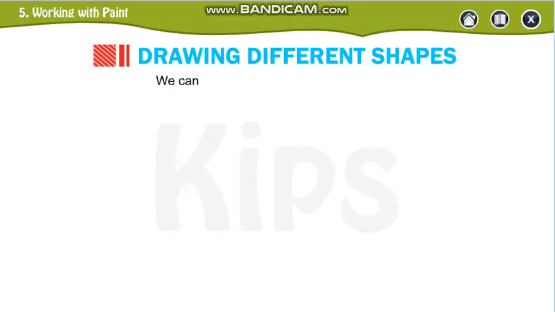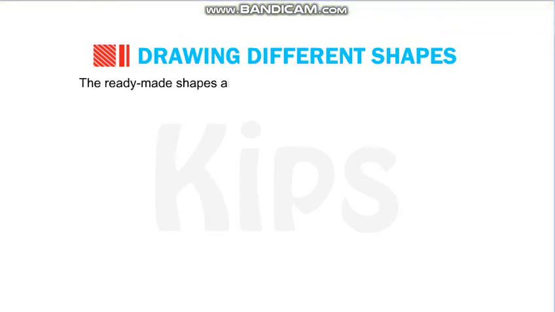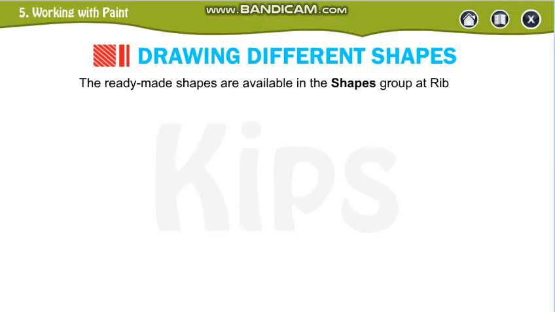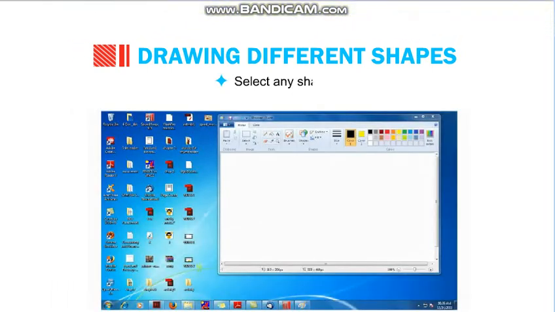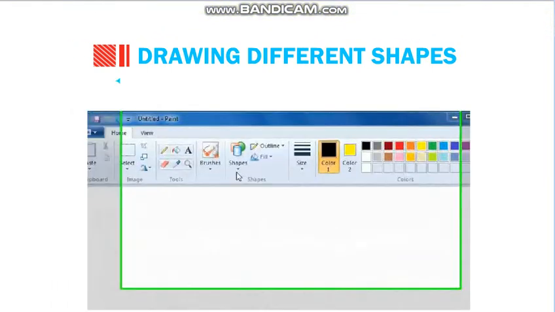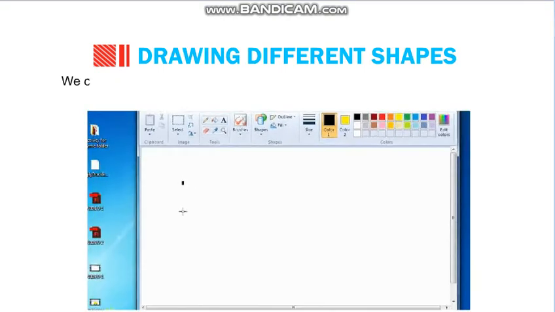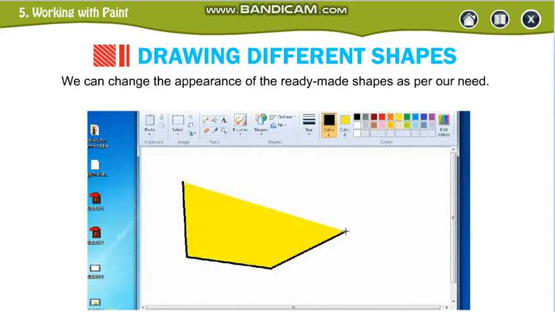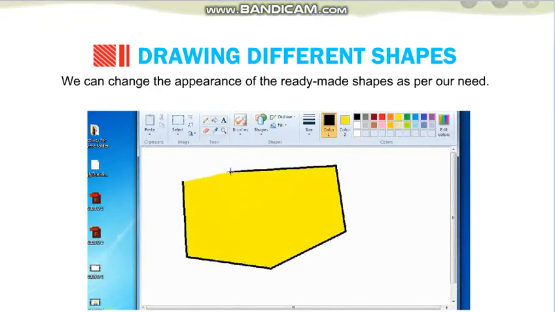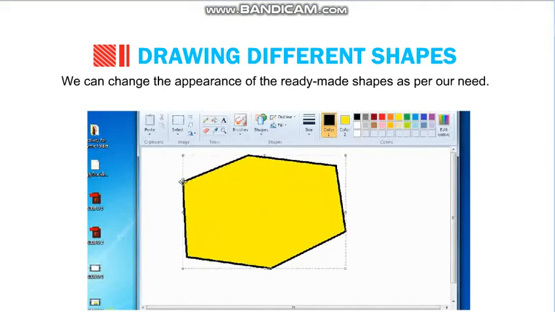Now, drawing different shapes. We are going to draw different shapes, so we can draw different shapes in Paintbrush. Ready-made shapes are available in the shapes group. Select any shape, okay, and drag. This is your polygon.